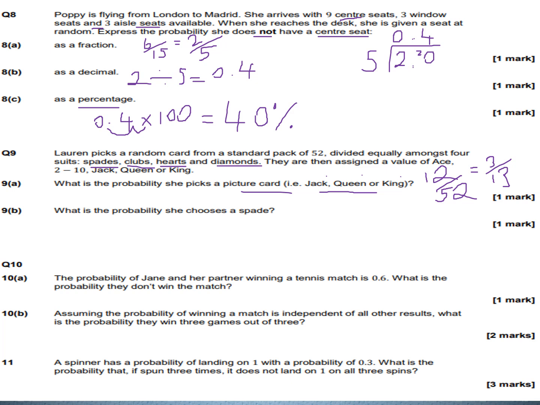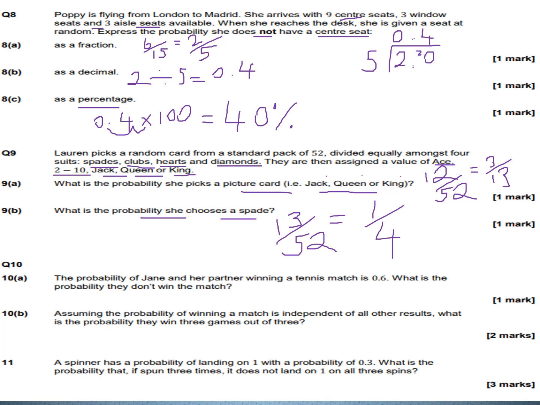For part B, what's the probability that she chooses a spade? Well, that'll obviously be a quarter, so that'll be 13 out of 52, which simplifies to 1/4, dividing top and bottom by 13. Because obviously for a spade, you'll have the ace of spades, then 2 to 10, and then jack, queen, or king, so that will give you 13. Hence why I get that. So think of it as divided by 4.